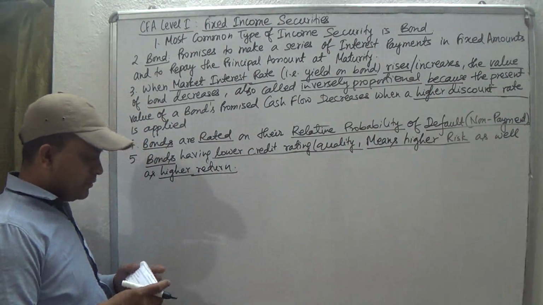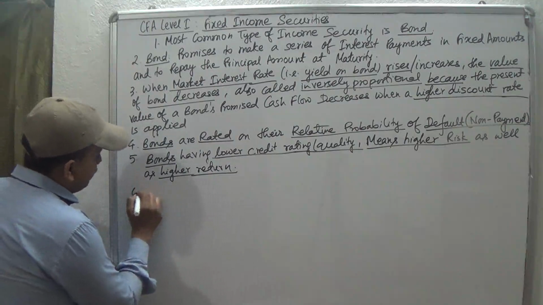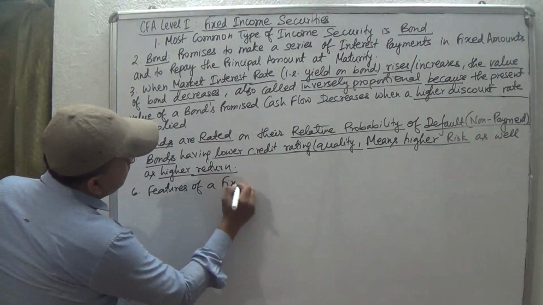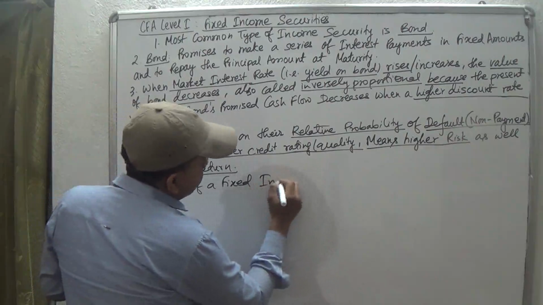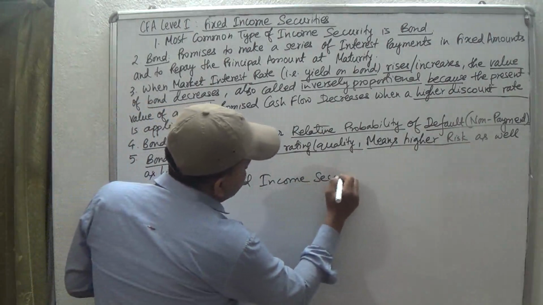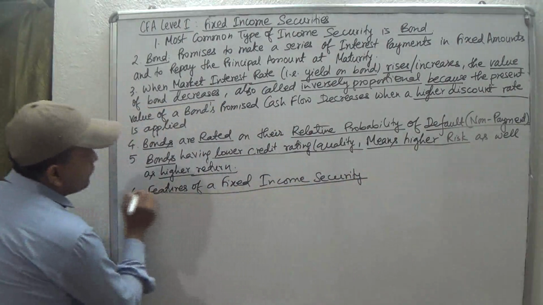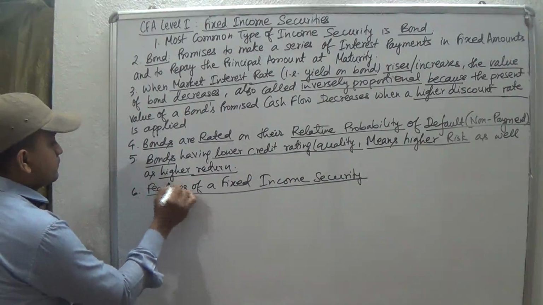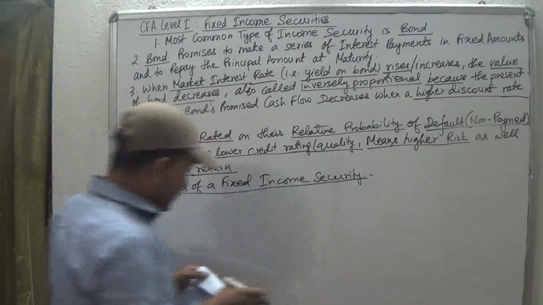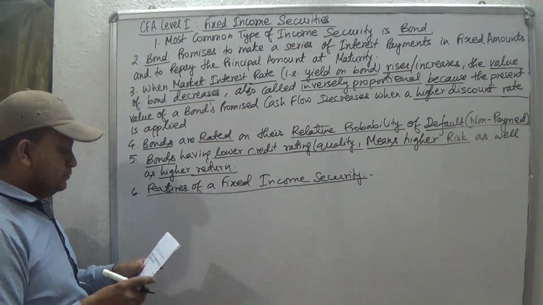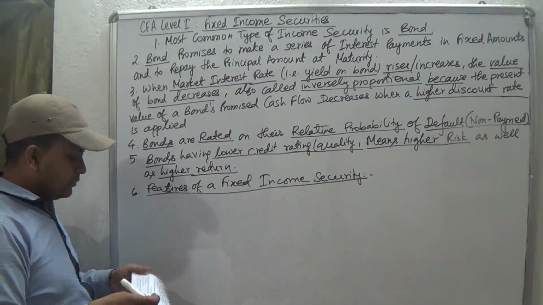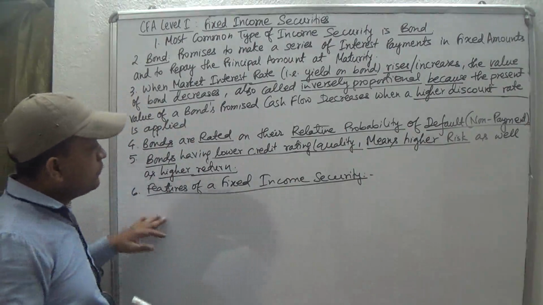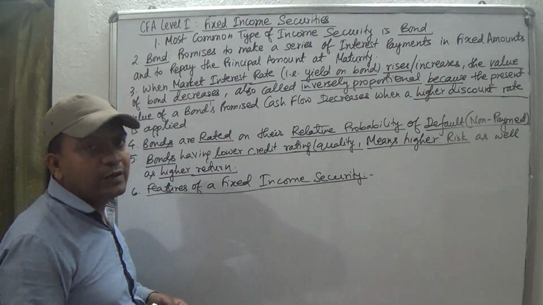Now, features of a fixed income security. Please write down: features of a fixed income security. There are certain points to be noted down. Fixed means you are going to get a certain amount of money every time.